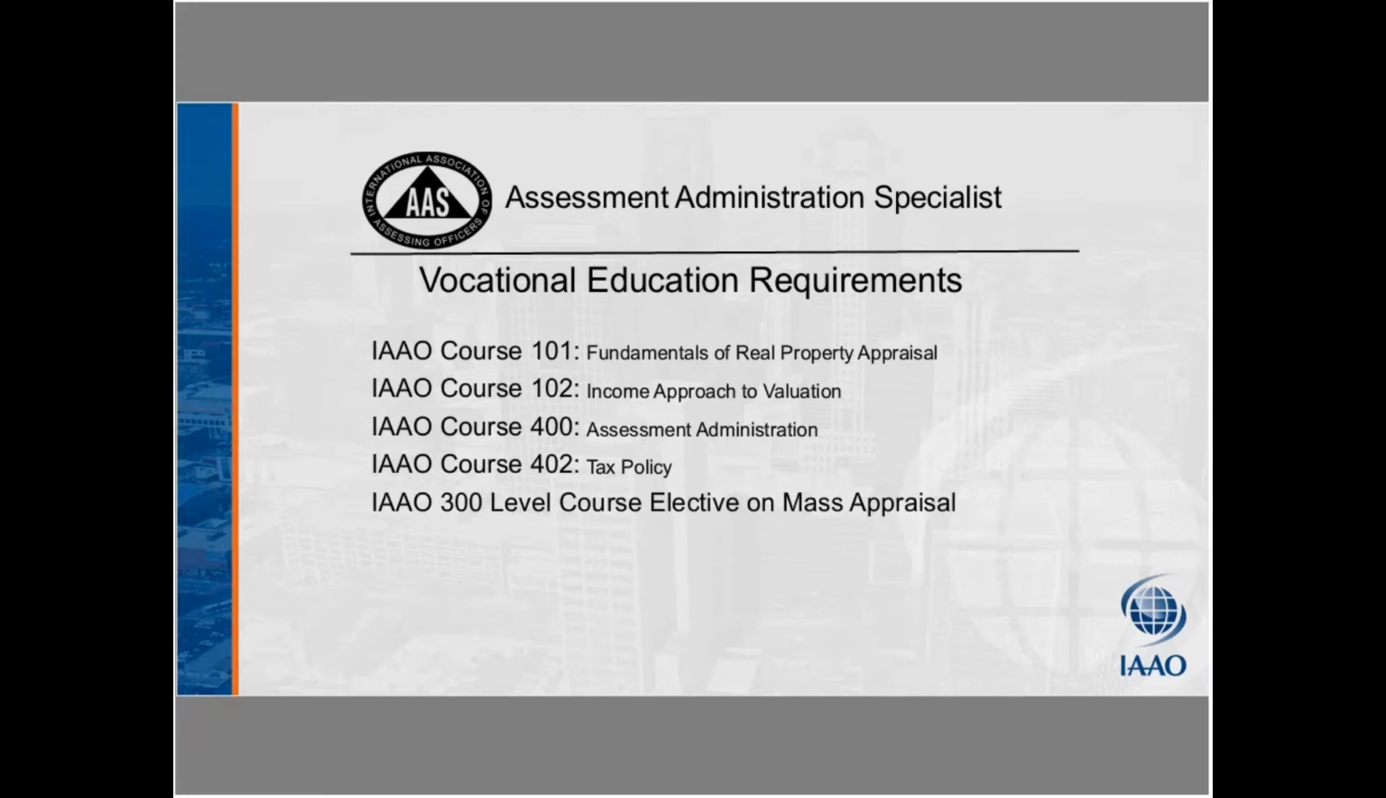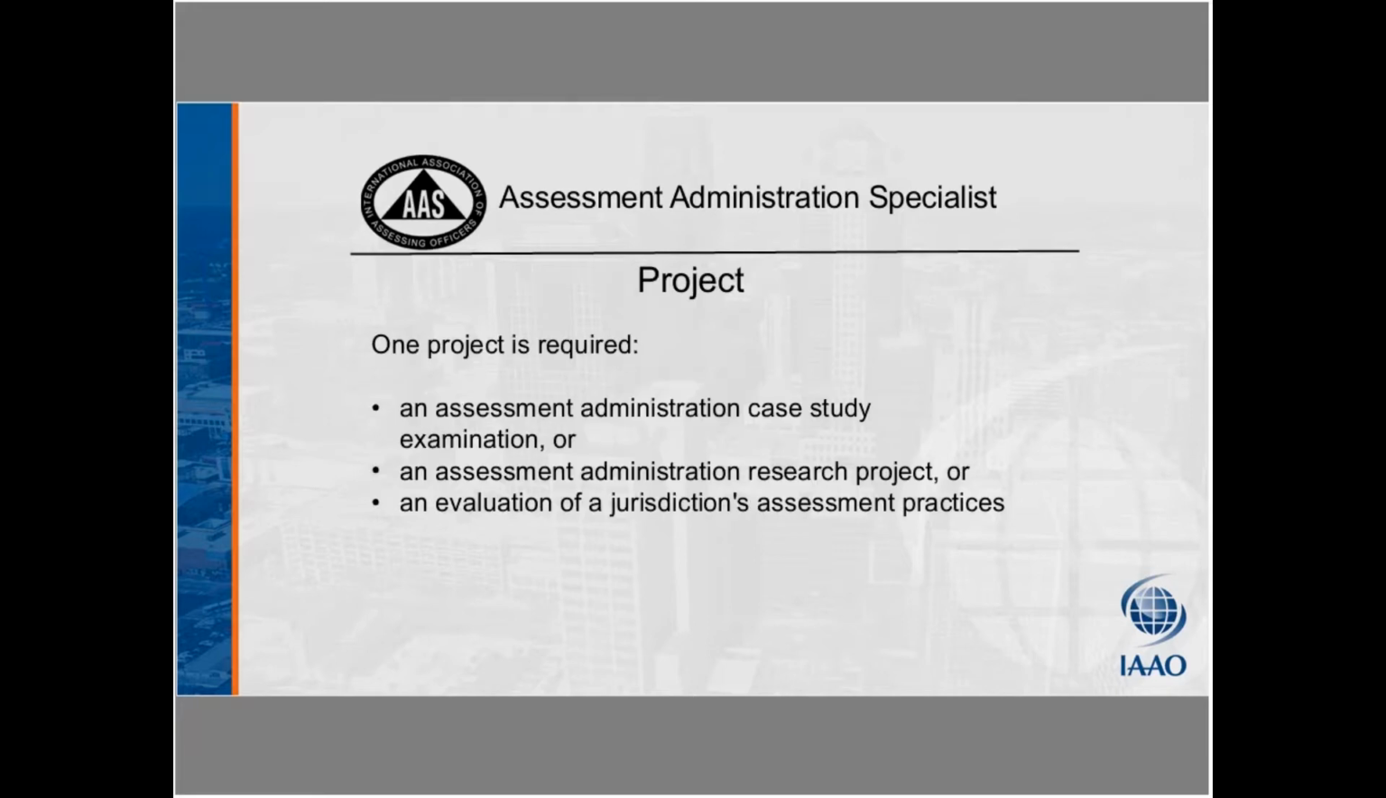101, Fundamentals of Real Property Appraisal. 102, Income Approach to Valuation. 400 is Assessment Administration. 402 is Tax Policy. And then we have a 300 level course selective on Mass Appraisal, and our new 300 level courses count. One project is required.